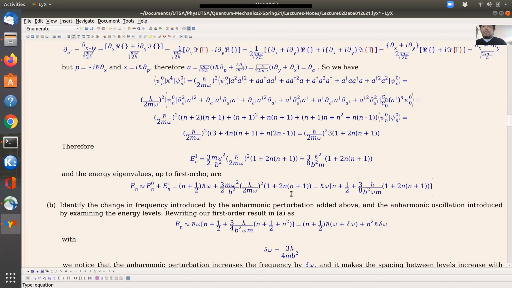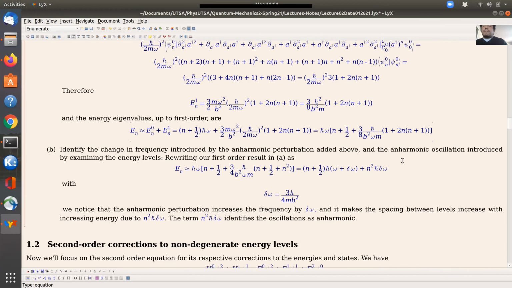Now, if you were to combine some of these terms, you could get this equivalent expression. Why are you doing this? Well, because of the next problem. Okay, you have the new energies. Now you want to identify the change in the frequency introduced by the anharmonic perturbation above, and also the anharmonic oscillation introduced, by examining the energy levels. So we have this result, which is basically coming from here.